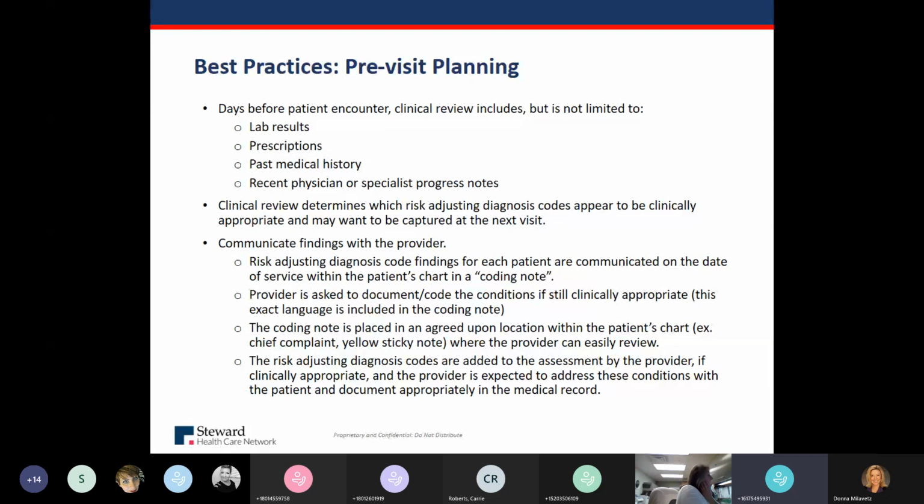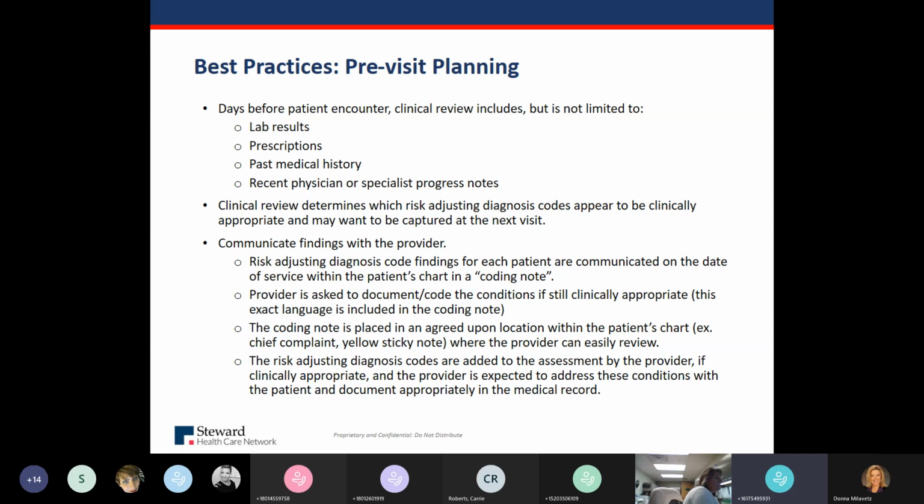So days or the morning of a patient encounter, clinical review could include, but is not limited to, lab results, looking at prescriptions, looking at past medical history, looking at recent physician or specialist progress notes, just to see if there's anything in there, any conditions related to lab results, prescriptions, or recent specialist visits that may inform a condition that has not already been captured or may need to be recaptured in the current year.